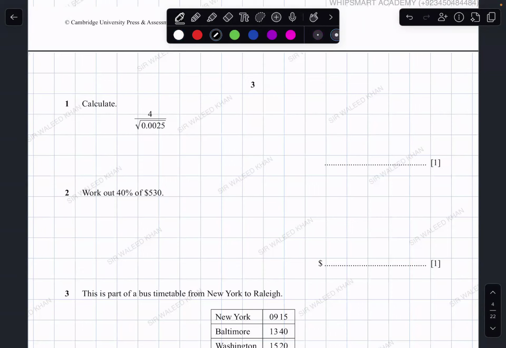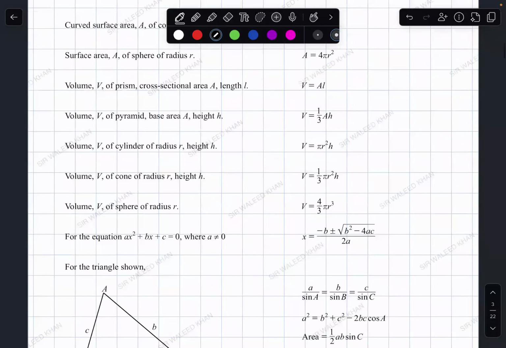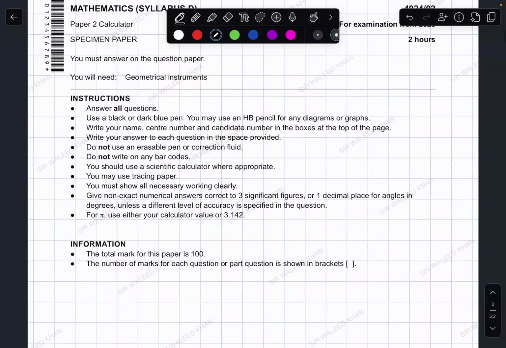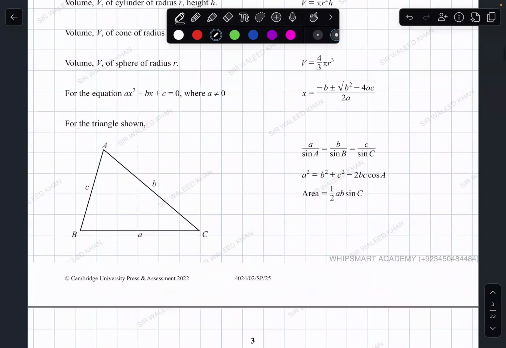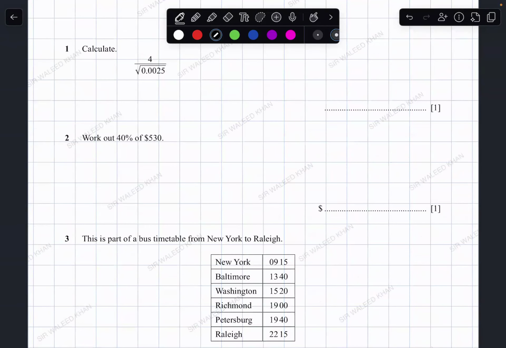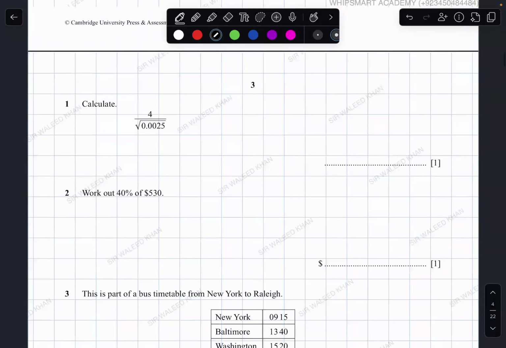So, let's start with the first one. They are saying calculate this over here. Yes, it's P2, right? Okay. So they're saying calculate this over here. So you can use your calculator to figure this out, right? So this will be 4 under root of this, which is 80.